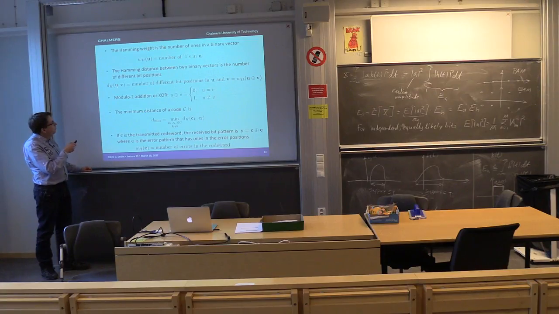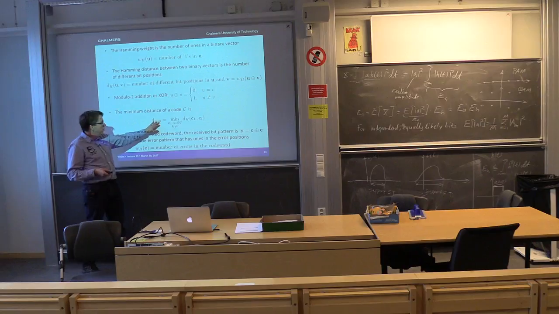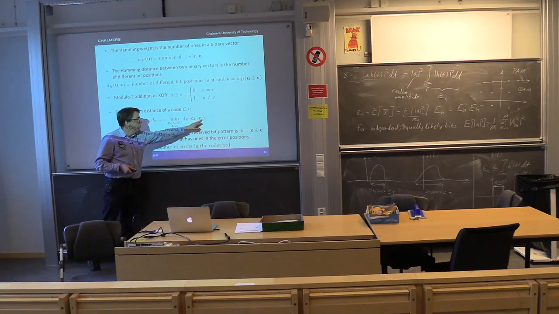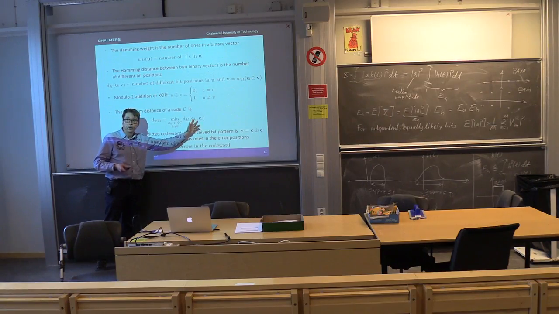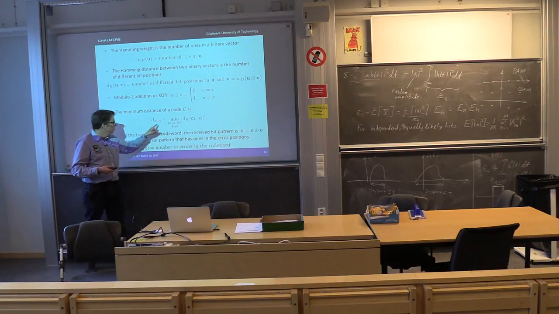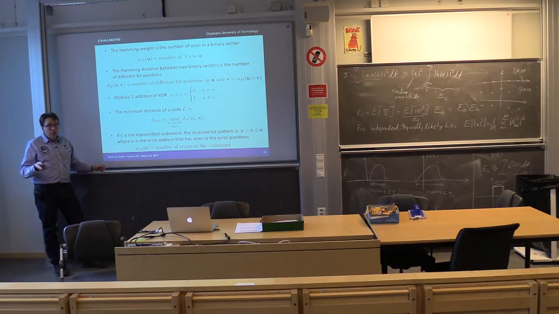So the Hamming distance between u and v is the Hamming weight of u plus v, where this plus here is modulo 2 addition. According to this, the minimum distance of a code, a super important parameter. The minimum distance is the Hamming distance between two different code words. If we look at all possible pairs, those that lie closest to each other define the minimum distance. With the minimum distance, we can say many things.